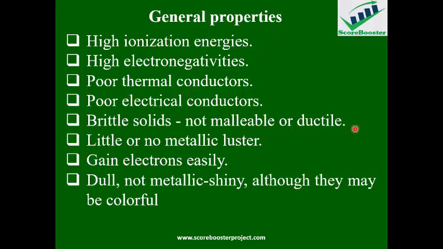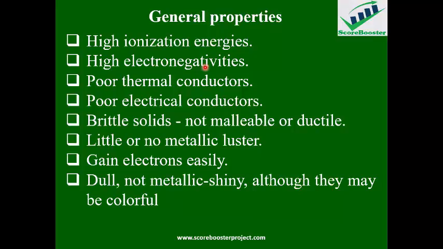They don't have metallic luster. The lusterness is because of the way they are arranged. They are jam-packed against each other in a way that you cannot explain the structure. So they don't have luster. They gain electrons easily. That is what we said here under electronegativity, but we just need to repeat it once again because somebody might have forgotten what electronegativity means. They are dull, and they may be colorful sometimes, like bromine and iodine, but ordinarily they are dull.